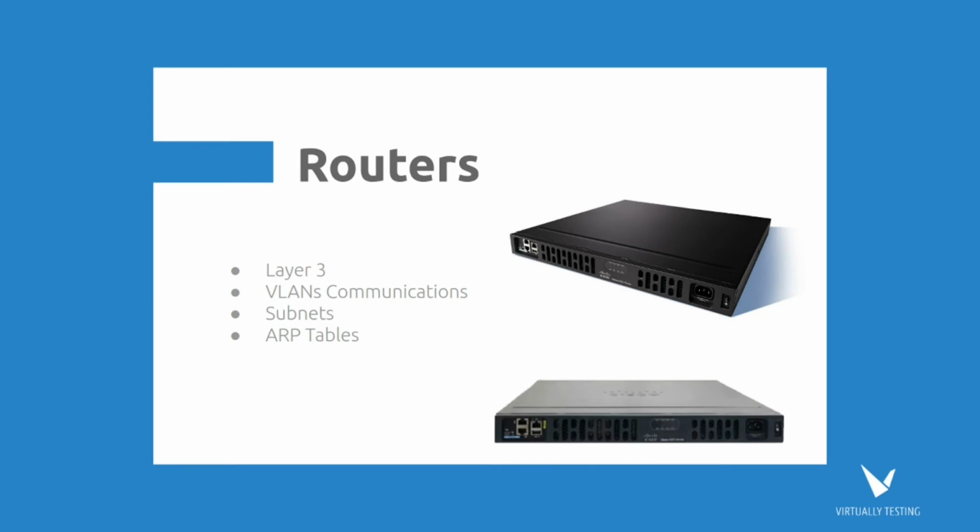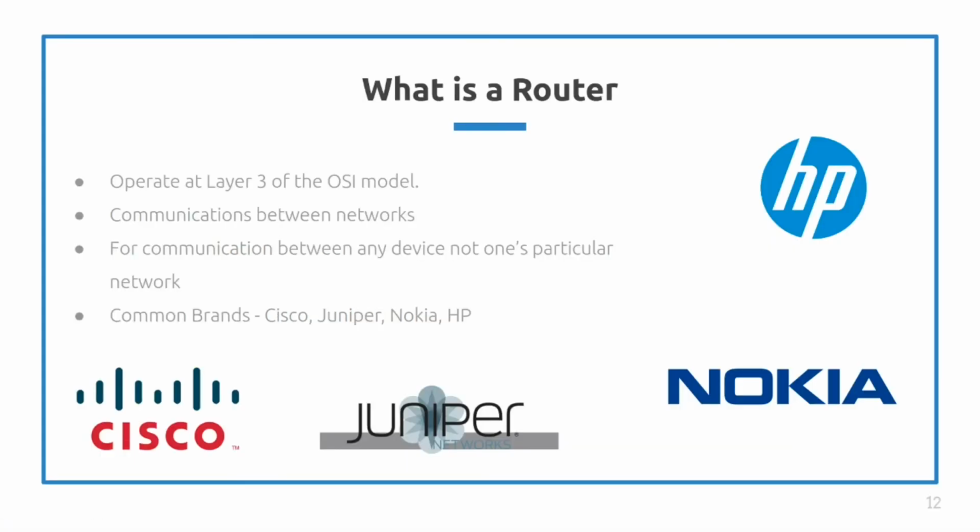Now as we move on to routers, we will discuss how a VLAN communicates with other VLANs, then talk about subnets, and I will show you how the ARP table works in routers. Let us begin with what a router is. Routers operate at layer 3 of the OSI model, the network layer. This helps them communicate between networks. Anything related to subnets or VLAN communication is done through the router.